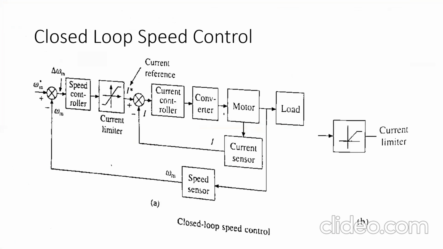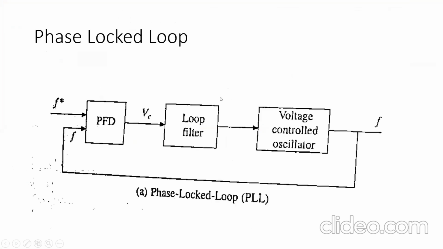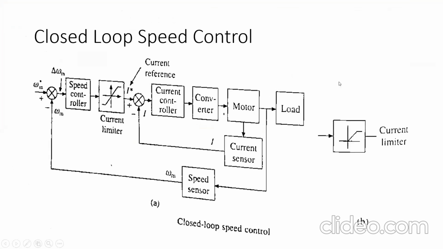Two loops are there. How does it work? We have to control the speed of the motor. So the speed of the motor is sensed using a speed sensor. This actual speed, which is sensed by the speed sensor, is compared against the reference speed.